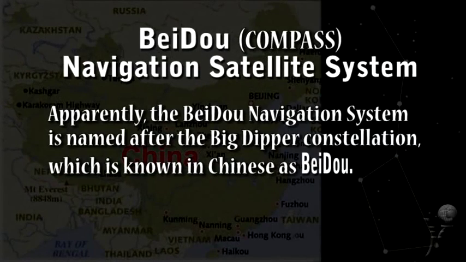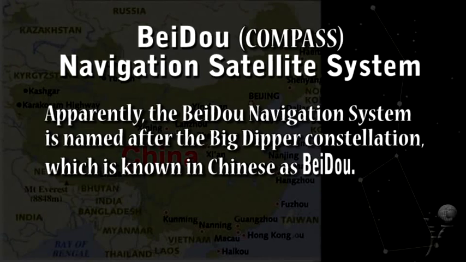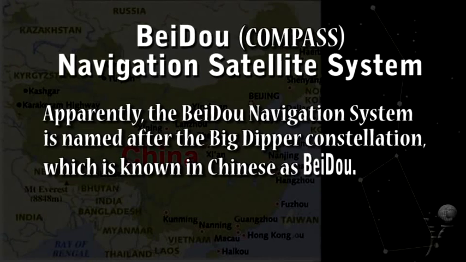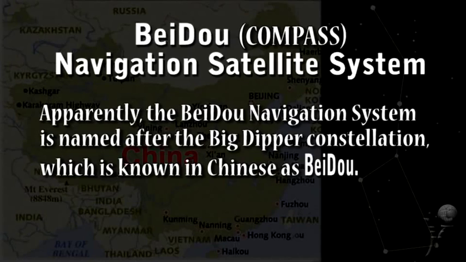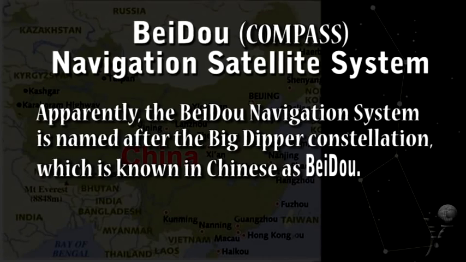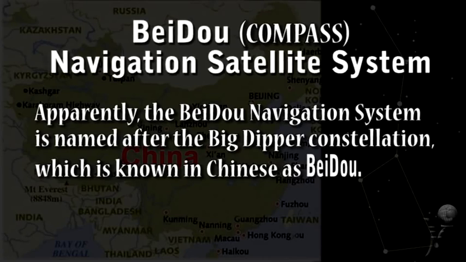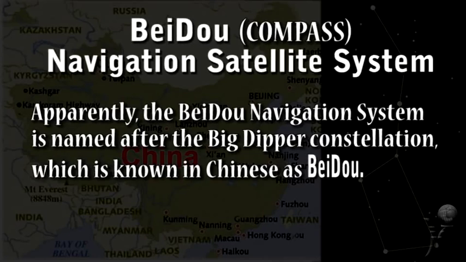The Compass Navigation System, also known as BD2, is a project by China to develop an independent global satellite navigation system. The new system will be a constellation of 35 satellites, with the majority of the satellites in a medium Earth orbit and a few in a geostationary orbit. The BD2 system will offer complete coverage of the globe.